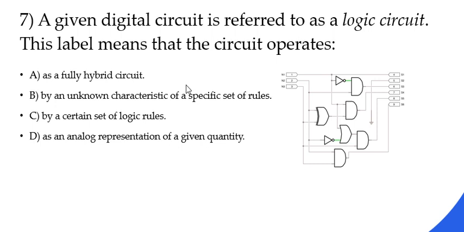Alright, so question number 7 is: a given digital circuit is referred to as a logic circuit, and it asks you this label means that the circuit operates. So if somebody is saying, oh yeah, this DC is a logic circuit, it means that it is operating by a certain set of logic rules, okay? Because a logic circuit is just a circuit, but it performs logical operations, okay?